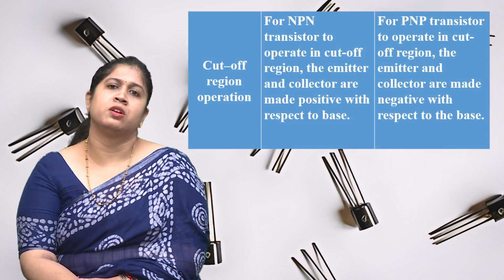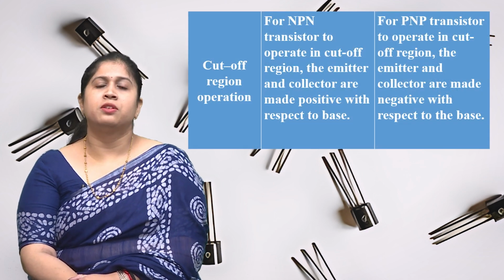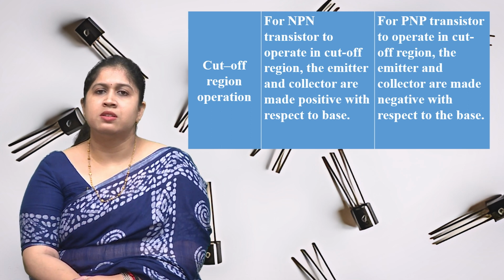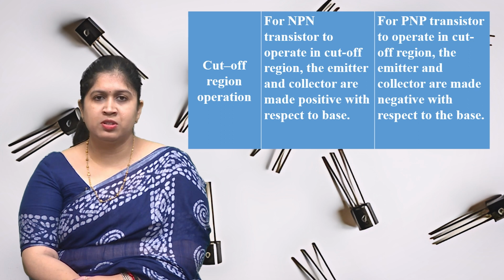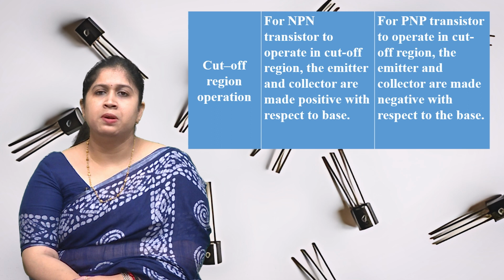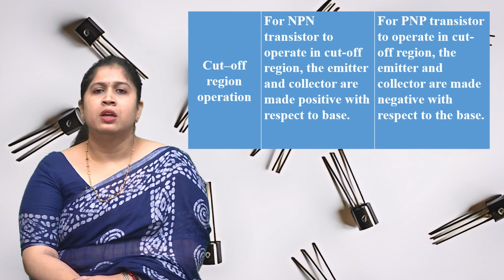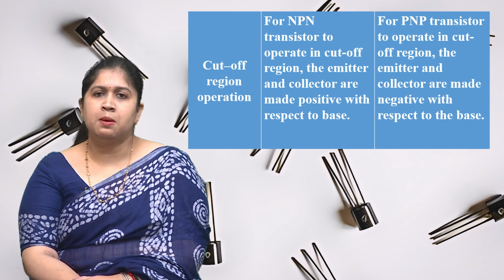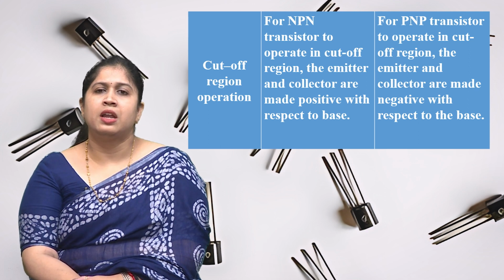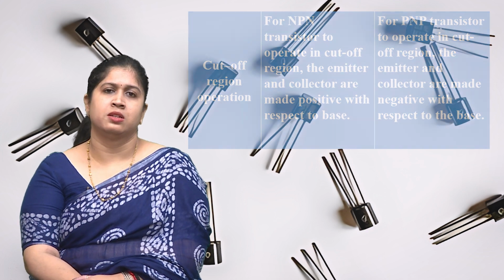Cut-off region operation. This is also a very important difference between NPN and PNP transistors. For a PNP transistor to operate in the cut-off region, the emitter and collector are made positive with respect to the base. For an NPN transistor to operate in the cut-off region, the emitter and collector are made negative with respect to the base.